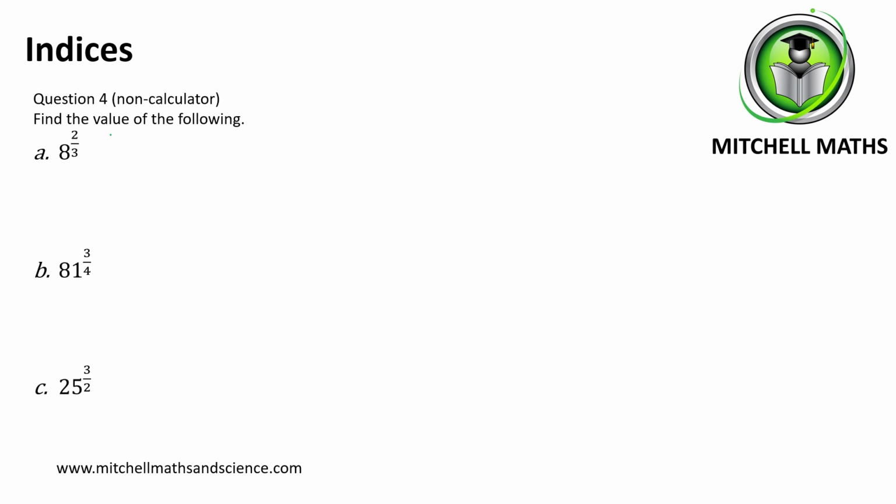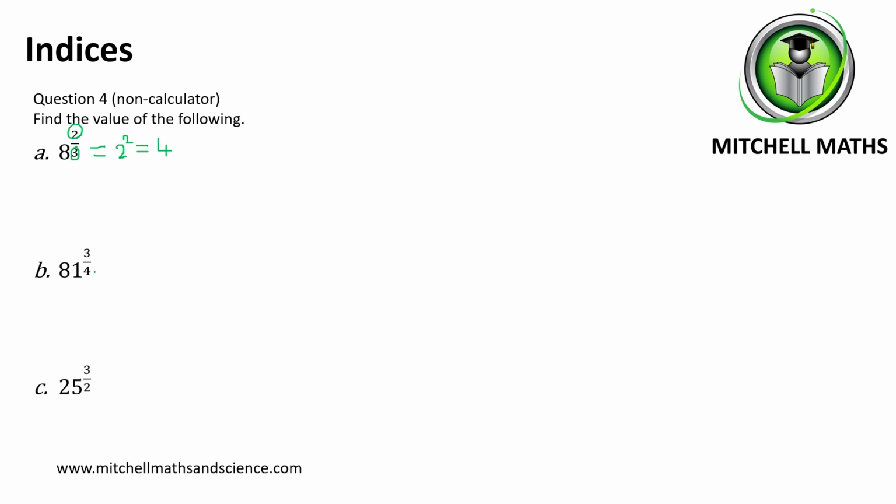Question 4. So these again are fractional indices, but now there's a number that's greater than 1 on the top of the indice. So let's have a look at the first one. We've got 8 to the power of 2/3. Now, because it's got a 3 on the bottom of the fraction, you're going to first need to cube root it. And we know that the cube root of 8 would be 2, because 2 multiplied together 3 times gets you 8. So that's going to give us 2 squared. And 2 squared, because a 2 is on the top, is 4.